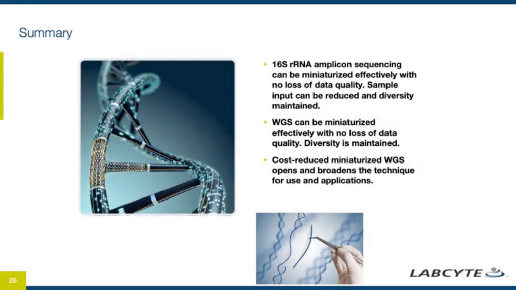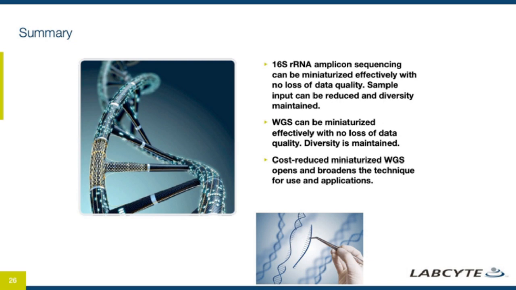So with that, I'm going to summarize our findings. 16S rRNA amplicon sequencing can be miniaturized effectively. And we find that using the rarefaction curve, we were able to not lose any samples, and diversity was maintained. There's no loss in data quality. So that can be confidently miniaturized, but always use the rarefaction curve as a guide for how many reads are necessary in order to saturate your community sample.